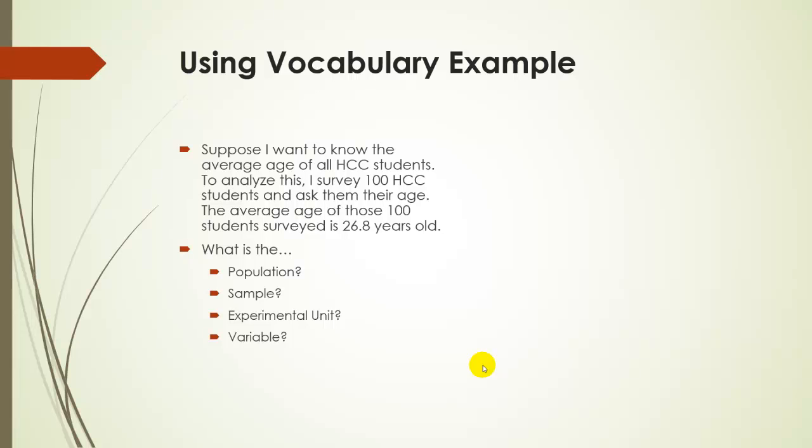So starting off with population, we know the population is all the things or objects or people that I'm interested in. Since I'm interested in all HCC students, it says so in the first sentence, that would be my population. So for the next set, we want to find the sample. The sample is actually the people that we looked at. So we looked at 100 HCC students, so that would be our sample.